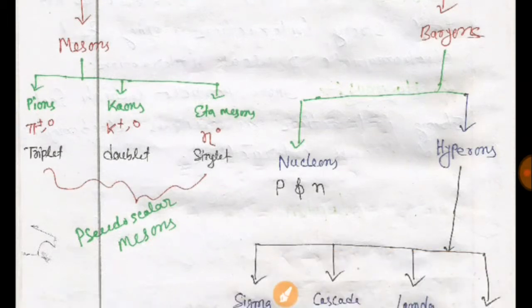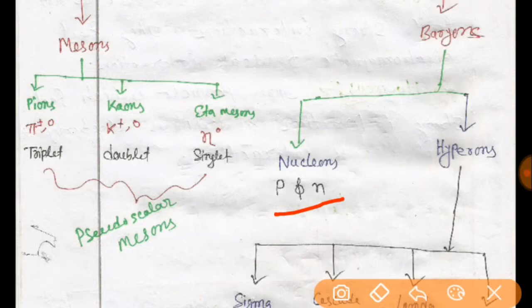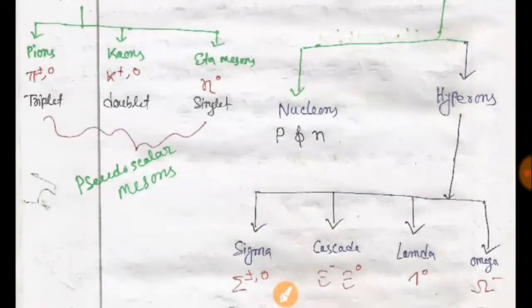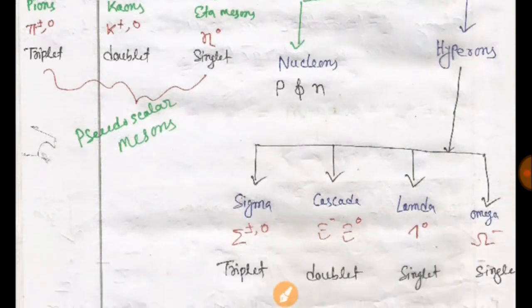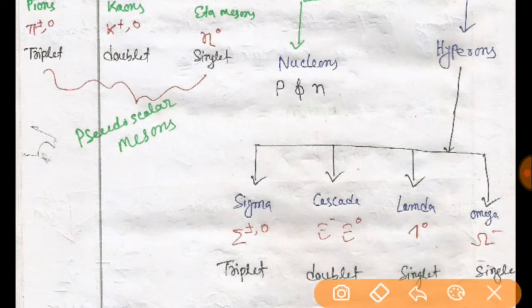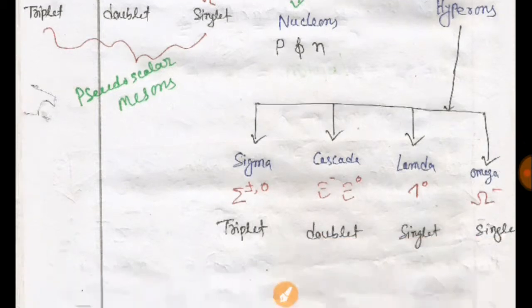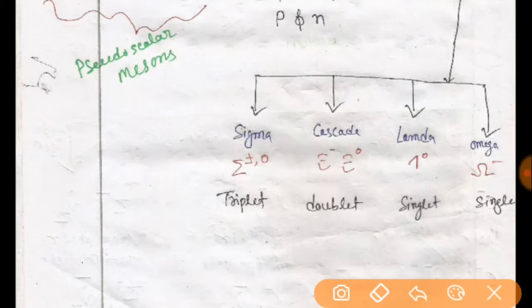Nucleons have only two: one is the proton and the other is the neutron. Hyperons are further divided into four categories: sigma plus, minus and 0, cascade, lambda and omega. Sigma has a triplet state, cascade has a doublet, lambda has a singlet, and omega has a singlet.